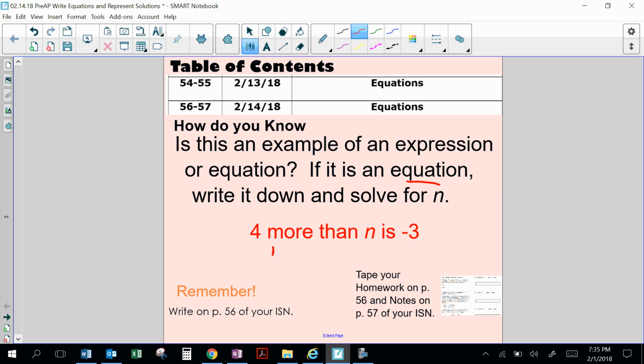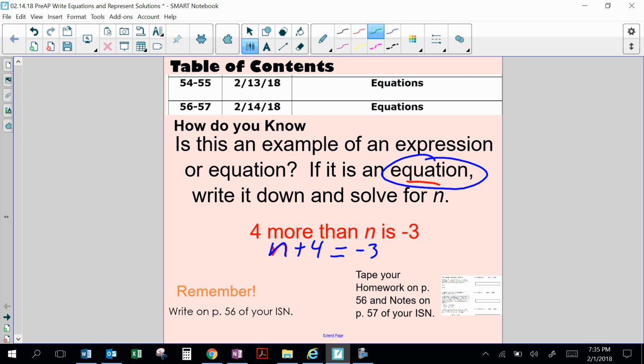So let's write it out. So 4 more than n. So here's n. What's 4 more than that? Is or equal to negative 3. So we see an equal sign, which is 4 more than n is equal to negative 3. So it is an equation because it's more than enough information to solve it. Let's solve this now.